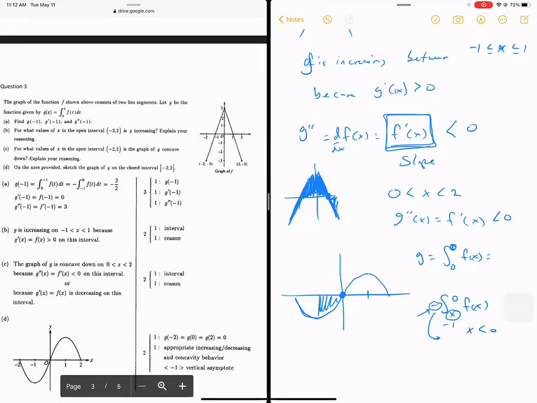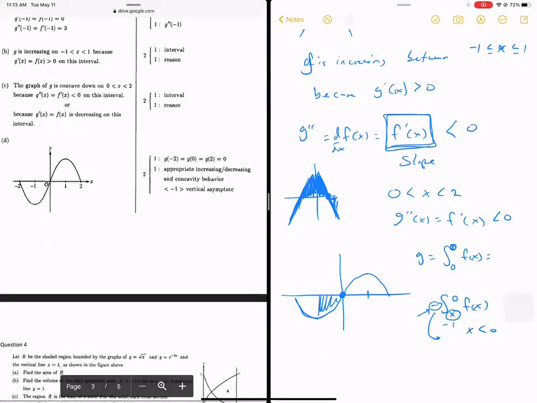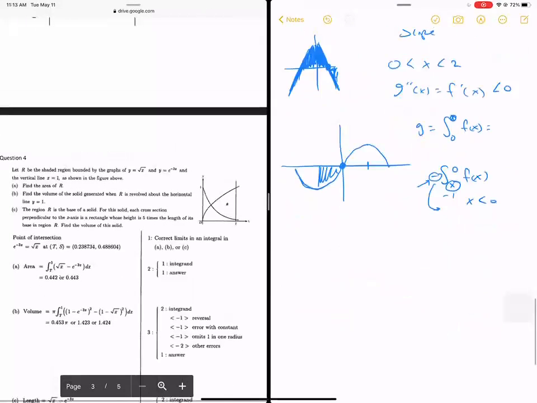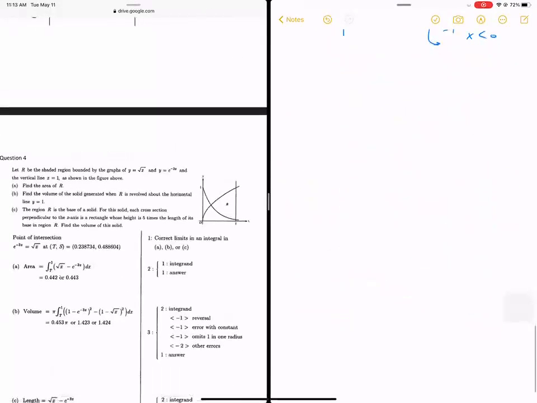Okay, the last one we're working on, question number 4. Hopefully we can get that out before our time is up today. Okay, question number 4. Let R be the shaded region bounded by the graph y equals the square root of x, y equals e to the negative 3x, and the vertical line x equals 1. And nicely for us, they gave us the graph already, which is great.